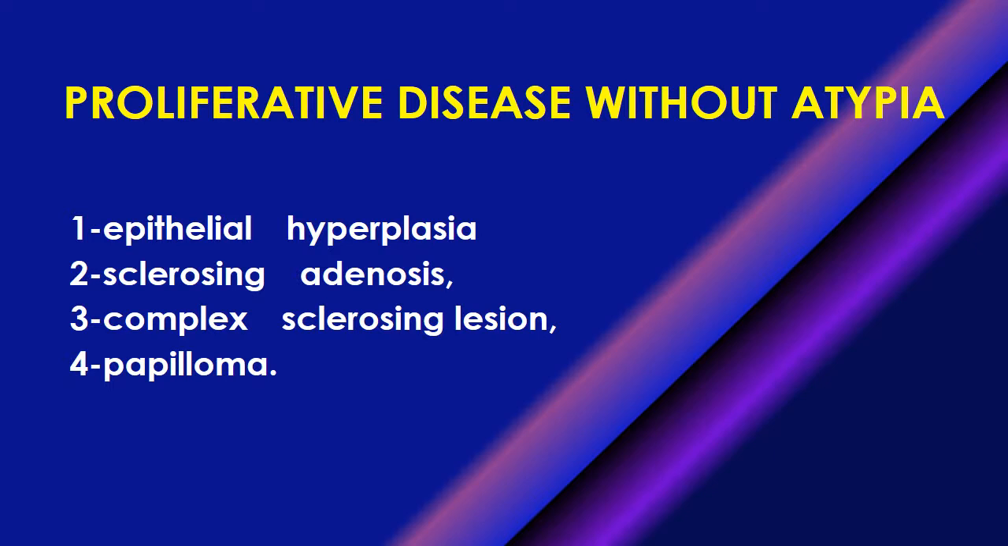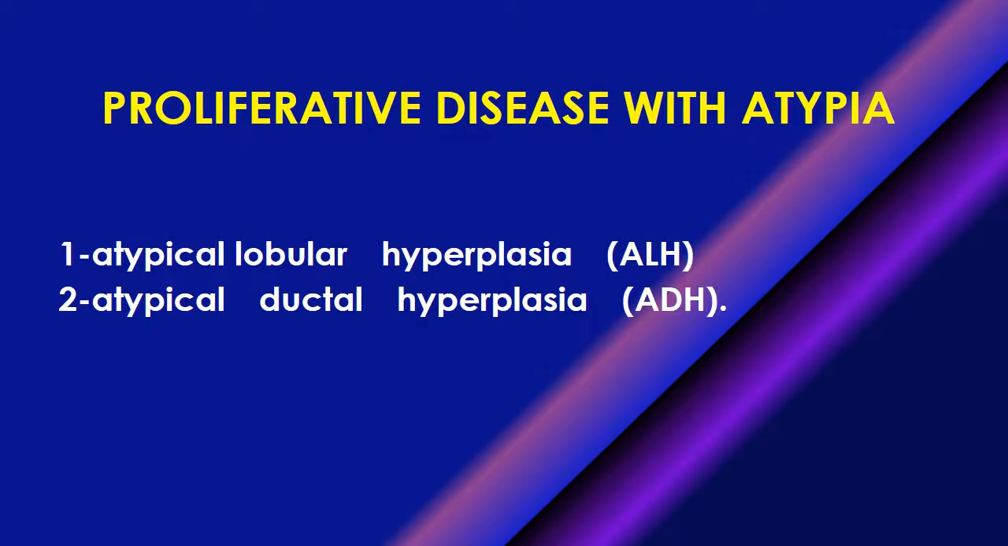Proliferative disease without atypia, which includes epithelial hyperplasia, sclerosing adenosis, complex sclerosing lesion, and lastly, papilloma. Proliferative disease with atypia, which includes atypical lobular hyperplasia and atypical ductal hyperplasia.